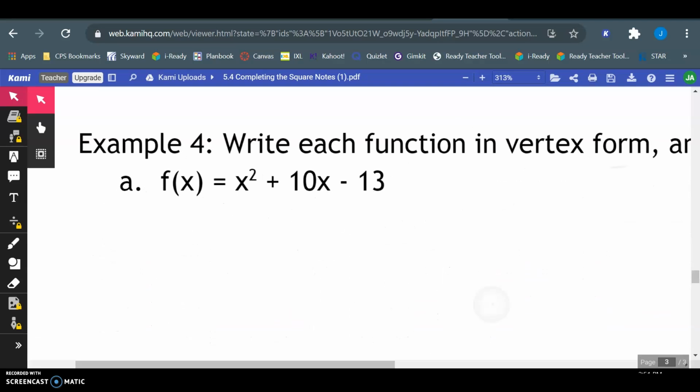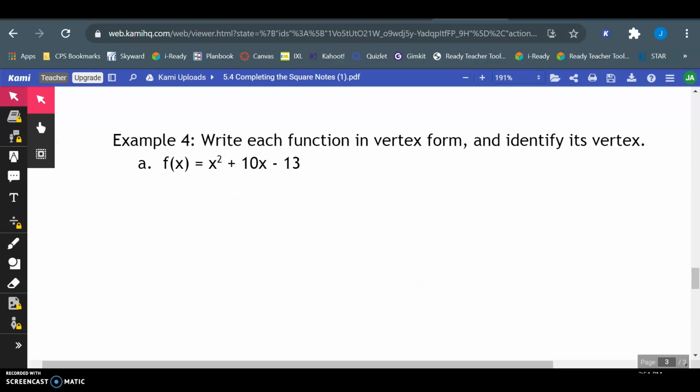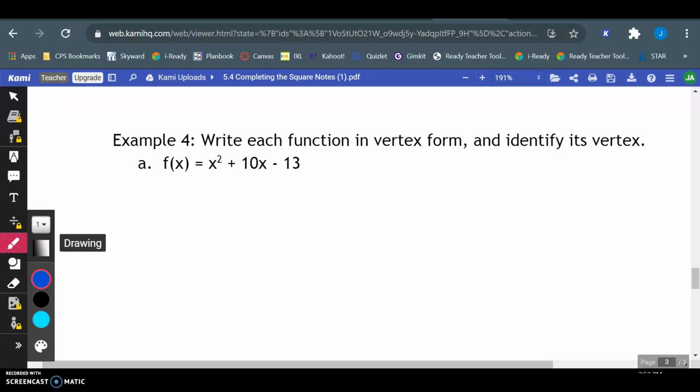Now example 4 is to write this in vertex form and identify its vertex. So we're given a function, which in this case is x squared plus 10x minus 13. Now this is not a perfect square trinomial, so I'm going to kind of break it up so that we can complete the square so we can make it a perfect square trinomial. So what I'm going to do is we're going to write x squared plus 10x, and then we're going to leave a spot here where we're going to add the square that we find, the b over 2 squared.